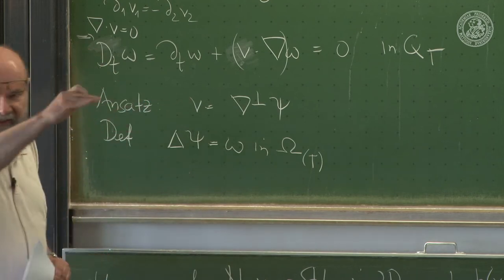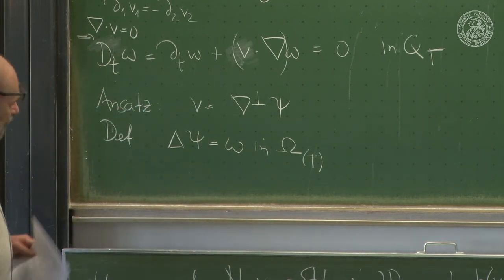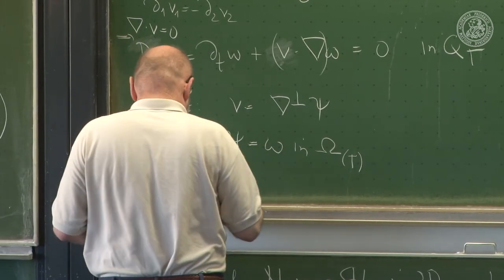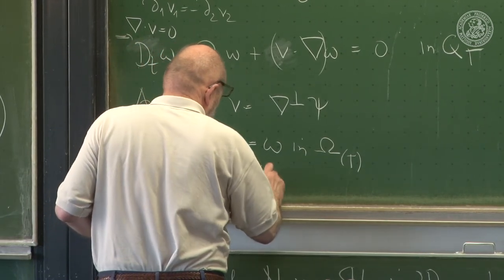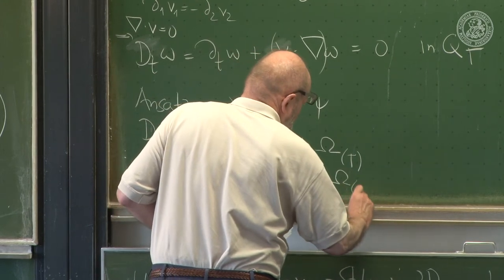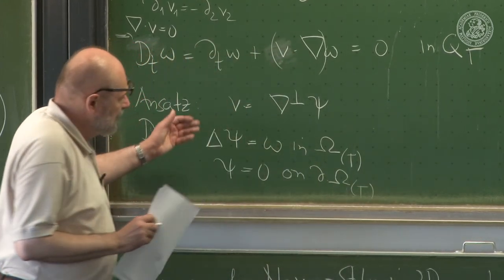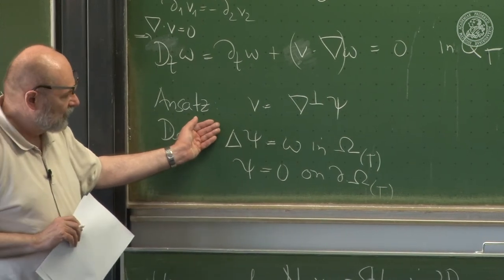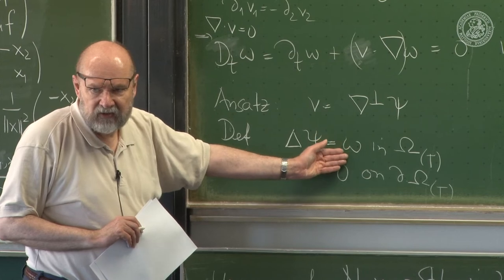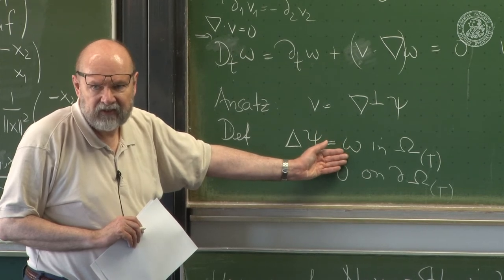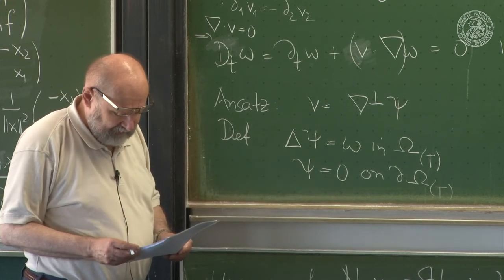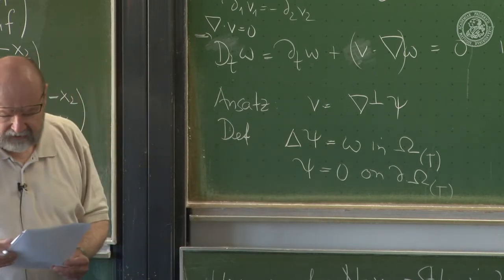For every time slice, we have an equation. Of course, we need some boundary conditions. We take zero boundary conditions, and then we see what this means. As an equation, this is obviously uniquely solvable if this omega has a certain minor regularity. Then we can be sure that this psi exists uniquely.